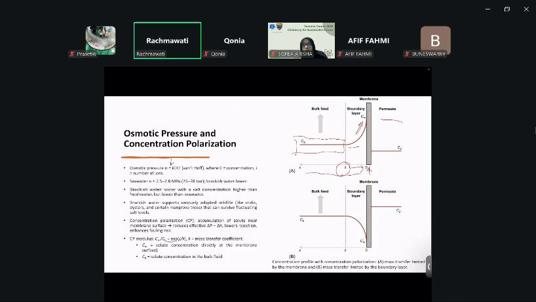But there is also this type. This one is the opposite, so the concentration actually becomes lower. In this case, the mass transfer is limited by the boundary layer.